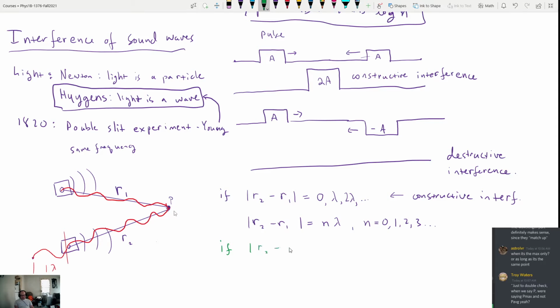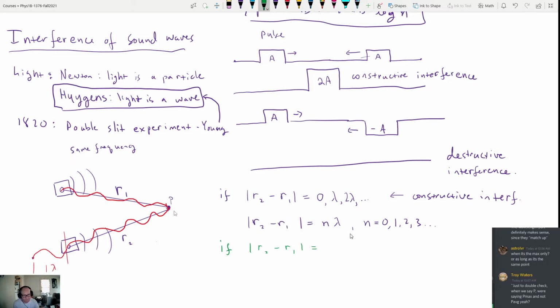Okay, so now the other possibility is if R2 minus R1. Now, if they're out of phase, right? If they're out of phase, that means that they basically have to be doing this. One wave is going up and down like this, and the other wave is doing the opposite. So one wave is up and the other wave's down, and when one wave reaches its maximum, the other one's at a minimum. So they're out of phase with each other.